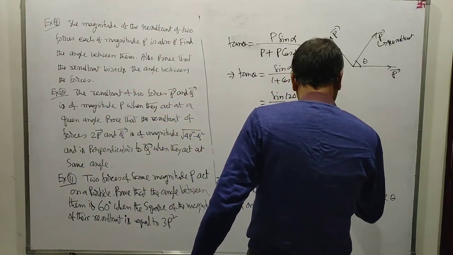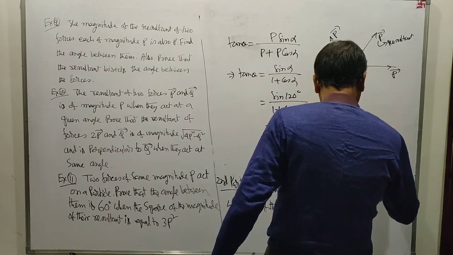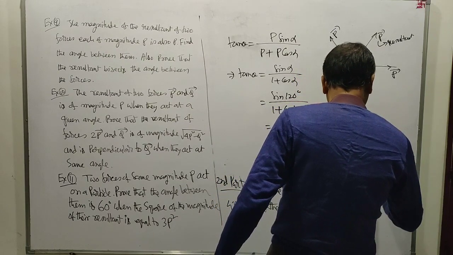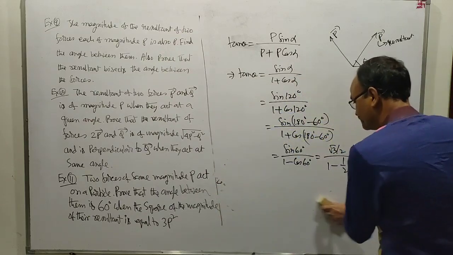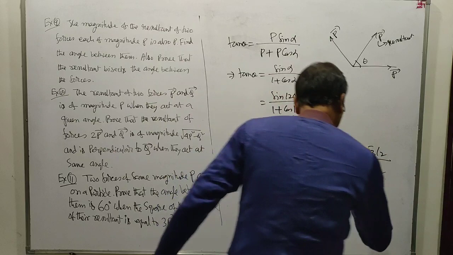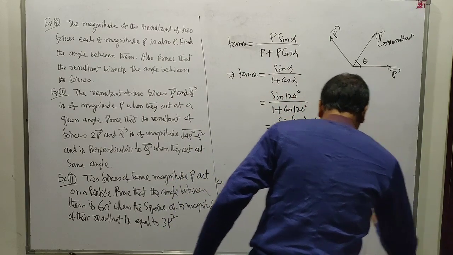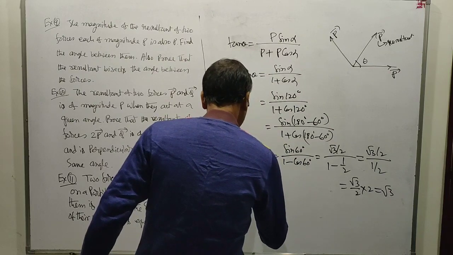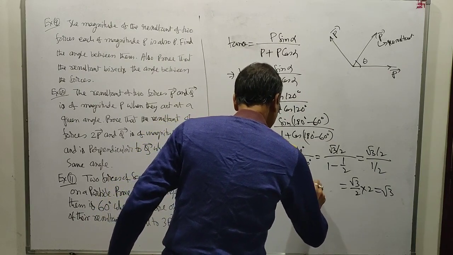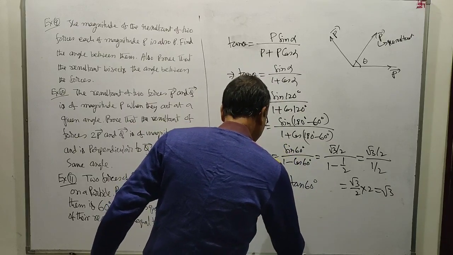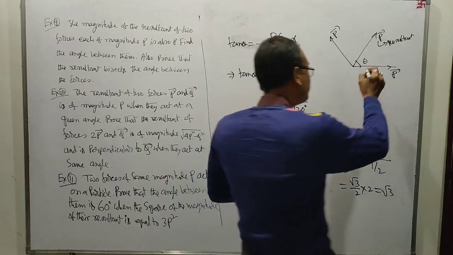This is equal to root 3 by 2 divided by 1 minus 1 by 2, which is root 3 by 2 divided by 1 by 2. This is equal to root 3 by 2 into 2, equal to root 3. Therefore, tan theta equals root 3, which is tan 60 degree. This means theta equals 60 degree.